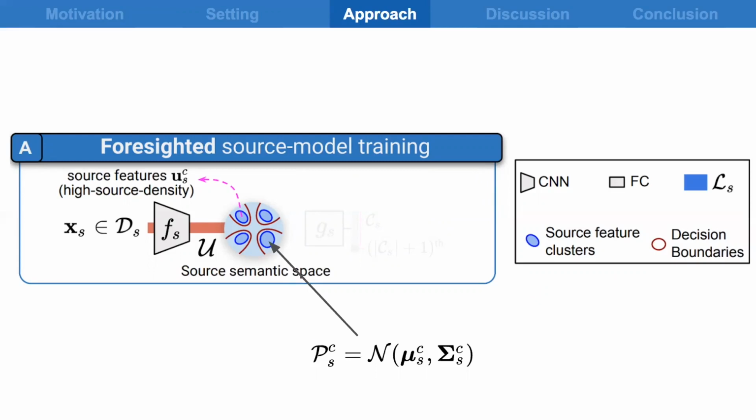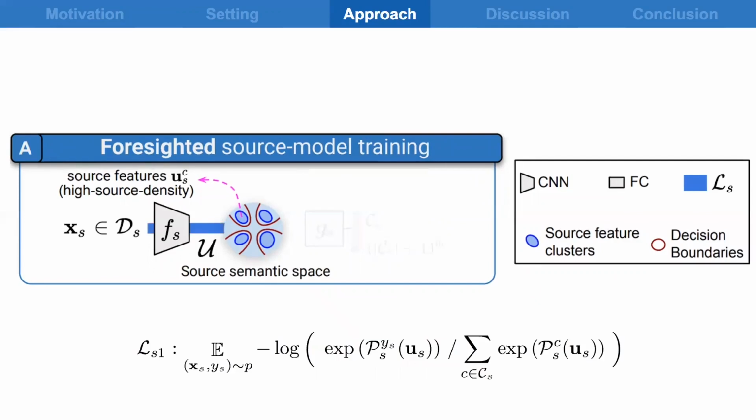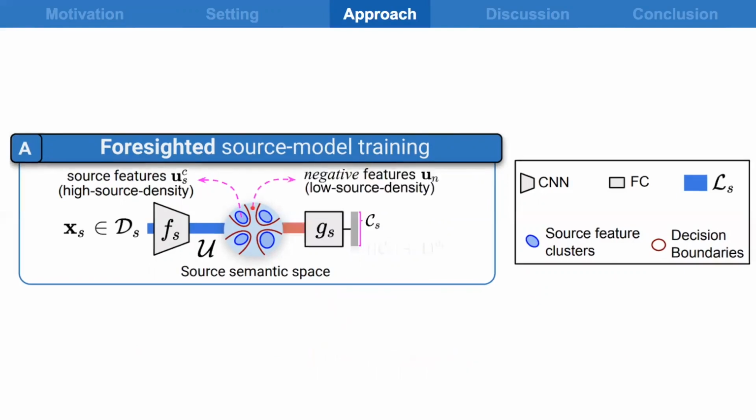These Gaussians pertain to the regions in the latent space where there is a high density of source samples. To improve the reliability of the Gaussian approximation, we impose a log softmax loss on the Gaussian likelihoods of the source features to increase their affinity towards these Gaussian prototypes. Further, we aim to capture the low source density region as a negative regime which can accommodate novel target classes.